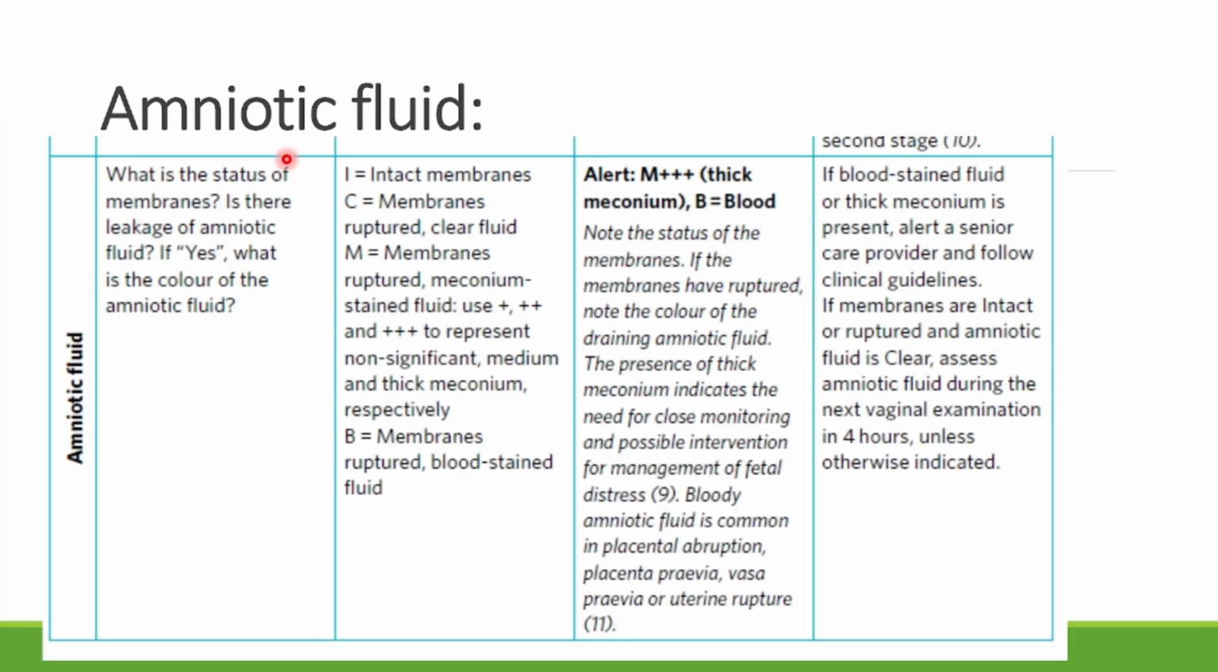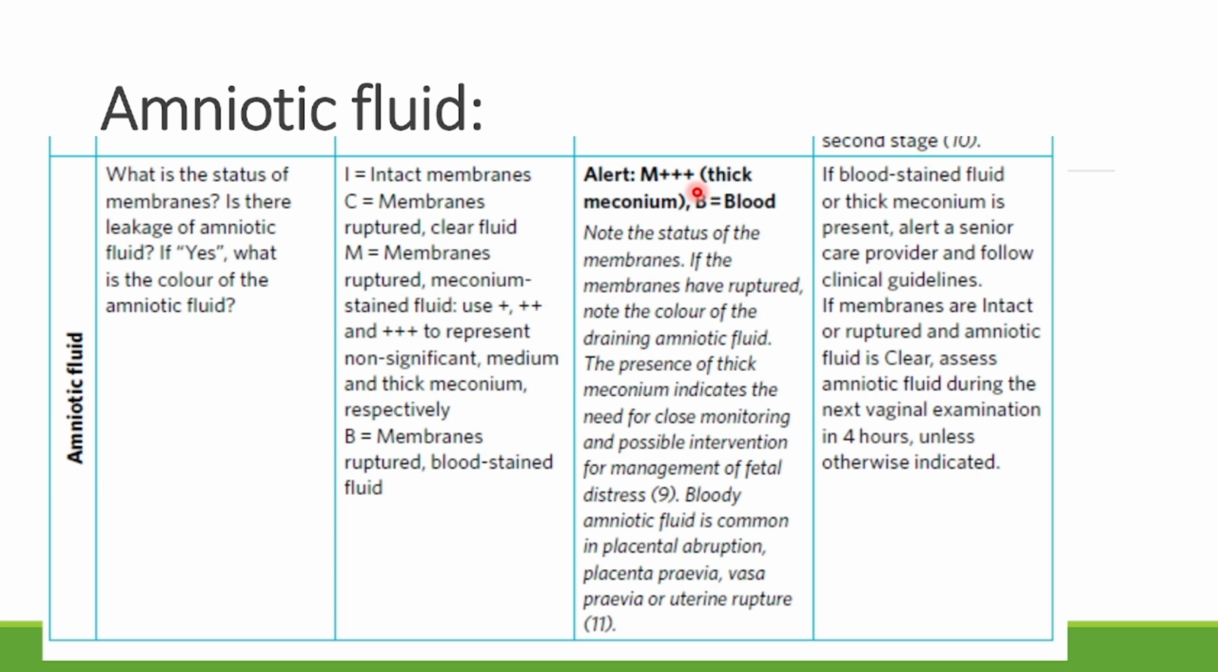Well, the amniotic fluid now, the state of membrane: is there leakage? Or is it intact? I. If ruptured with clear fluid, C. If membrane ruptured with meconium, M, with either 1 plus, 2 pluses, or 3 pluses according to the severity or thickness of meconium, and membrane ruptured with blood-stained liquor, B. The alert is M with 3 pluses, which indicates thick meconium.